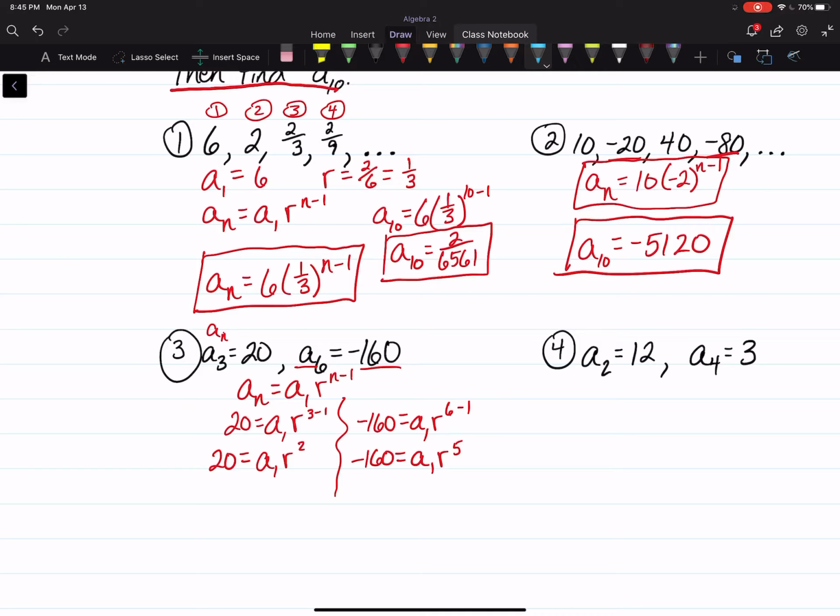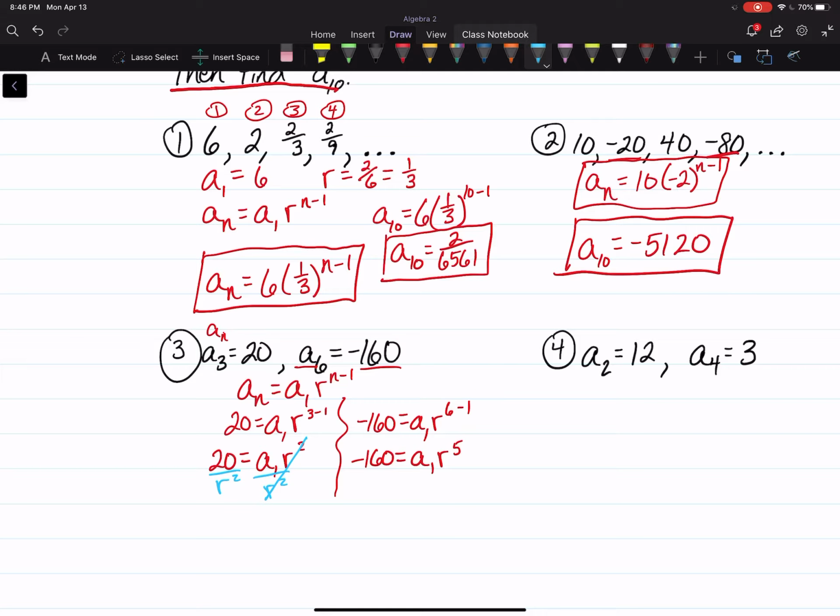This is 2 equations. So we have to do substitution, have to do a system of equations. And to do that, we are going to solve one of these for a1. It doesn't matter which one. I find that solving the one with the smaller exponent is usually easier. So I'm going to divide by r squared and divide by r squared there.